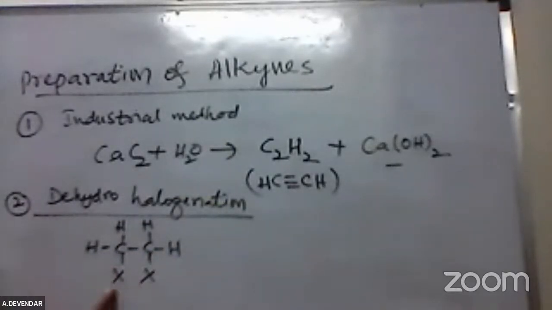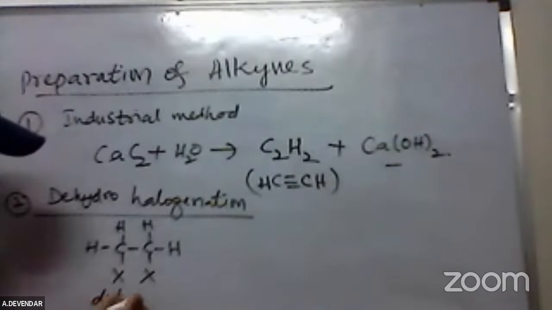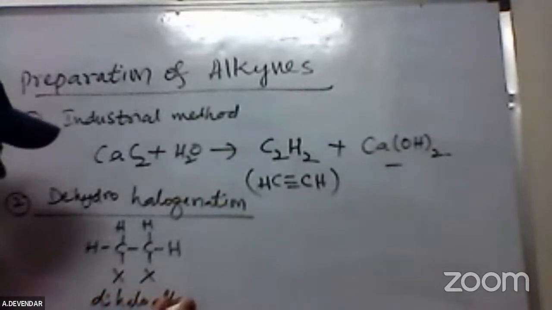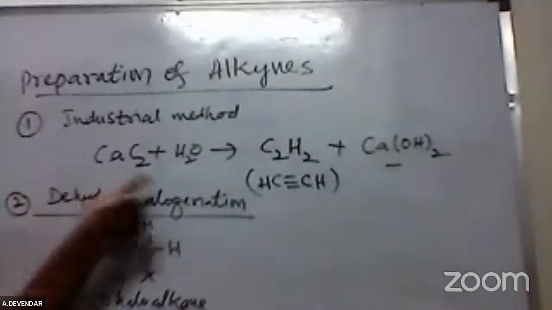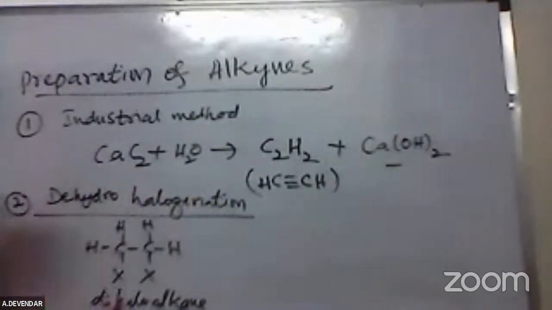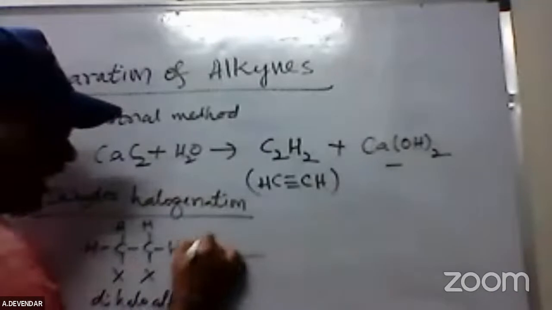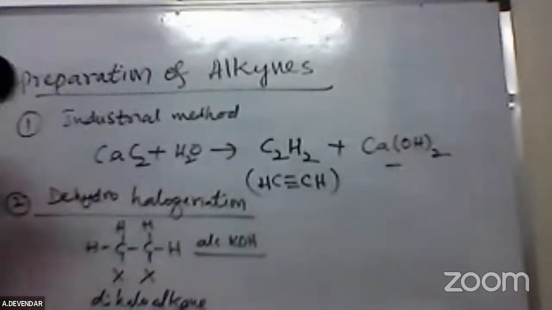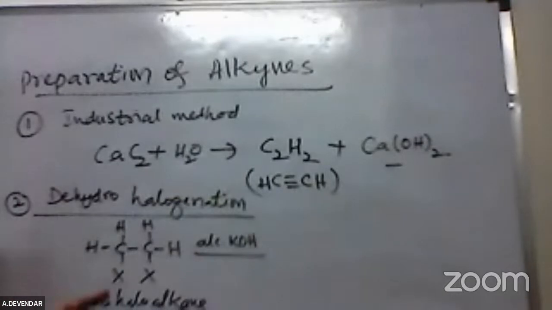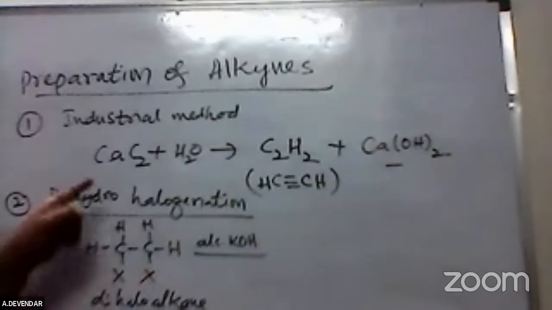Dihaloalkanes. The halogen is either chlorine or bromine, whatever. This is called a dihaloalkane. When dihaloalkanes react, you are removing particularly hydrogen and the halide group in the presence of alcoholic potassium hydroxide. Please remember this reagent. What does this reagent do? It removes halogens and also hydrogens.